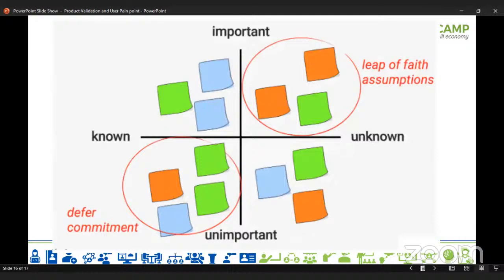Next, this is just to put the color in place. You can see leap of faith assumption, important, known, unknown, and unimportant. This will be where we'll stop today.